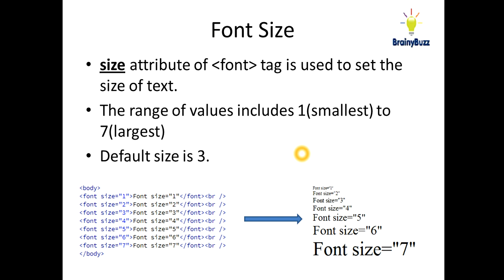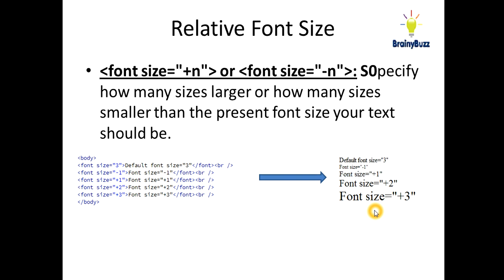Now first we'll see the font size. The size attribute of font is used to set the size of the text. Here we have included the values 1 2 3 4 5 6 7, so you can see the size will vary. By default the font size is 3. So 7 is the biggest font and 1 is the smallest font over here.